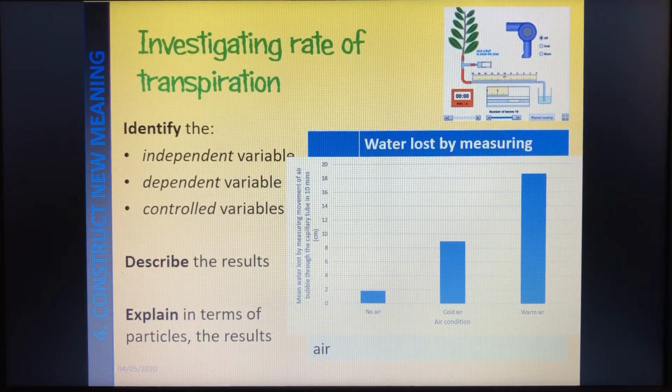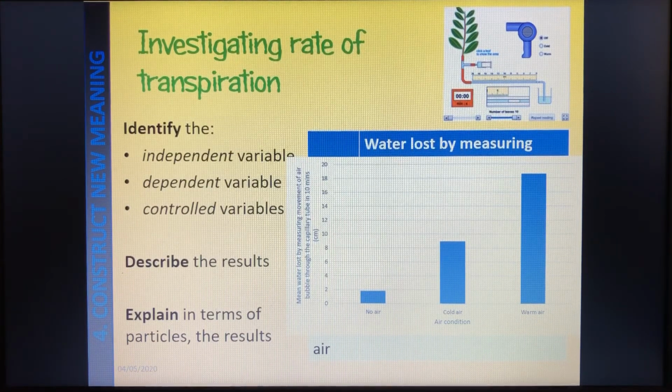Then it says explain in terms of particles the results. So we've got to think a little bit how we would in chemistry now. When the air is warm, the particles have got more energy, so they're moving around more, and therefore they're more likely to escape from the surface of the leaf. When there is air, it's good at moving particles. So when there's cold air or warm air, the air is causing those particles to be moved away from the leaf, but when the air is warm, you've got the addition of that extra energy, more evaporation coming from those leaves.